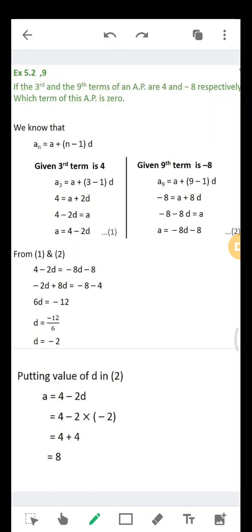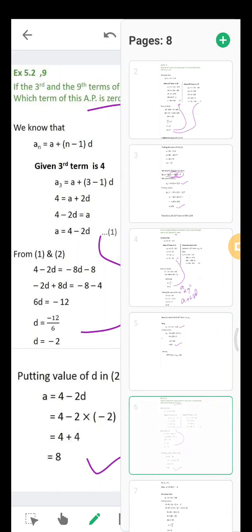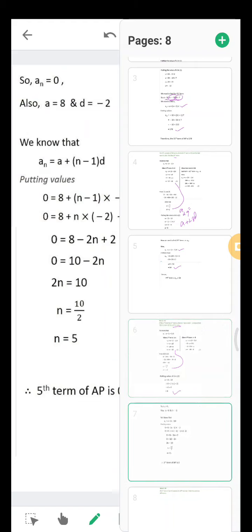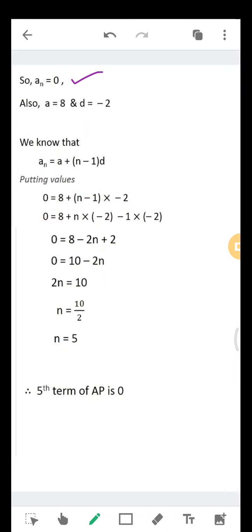This value you can put in any one of the equations. I'm putting it in equation 1 and I'm getting the value of A, that is 8. So we have got A and D values. Now we have to check which term of this AP is 0. We have done this type of question yesterday. Here the term is given to us. Which term is 0 in this series? So An is 0, an unknown term. So we have to find the n value in this.